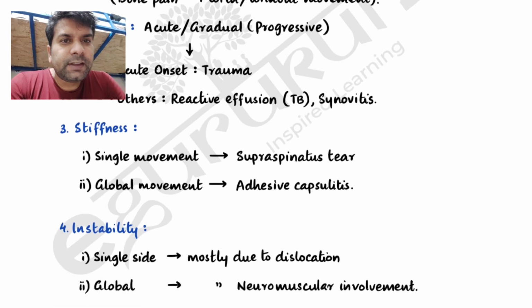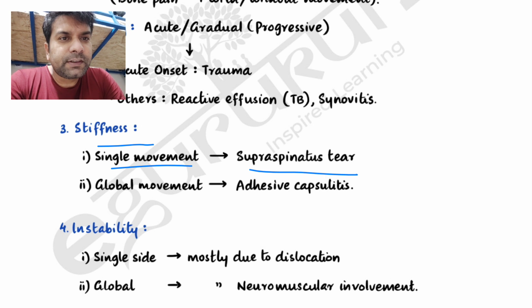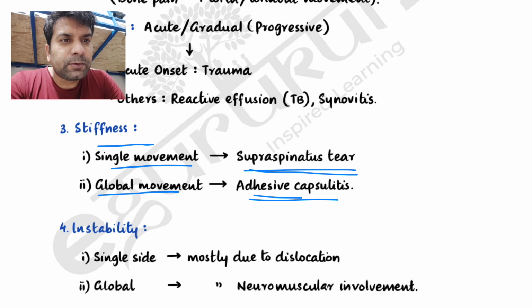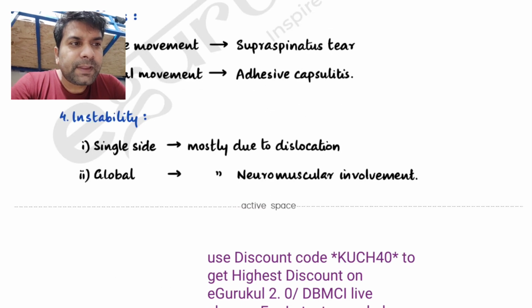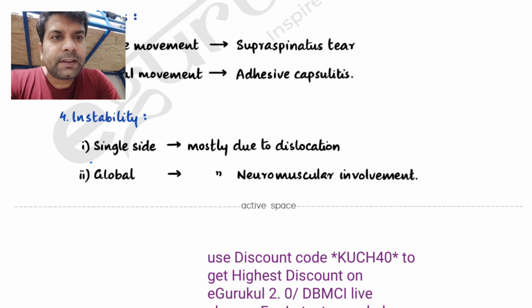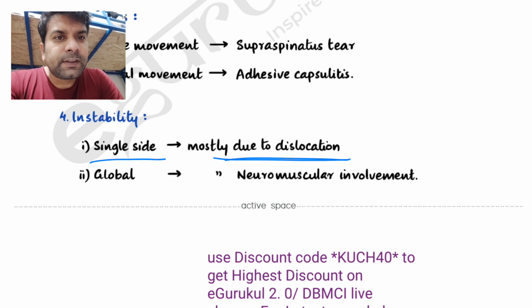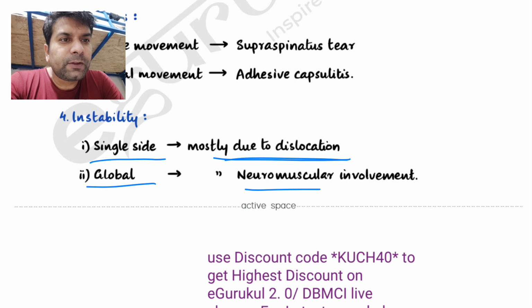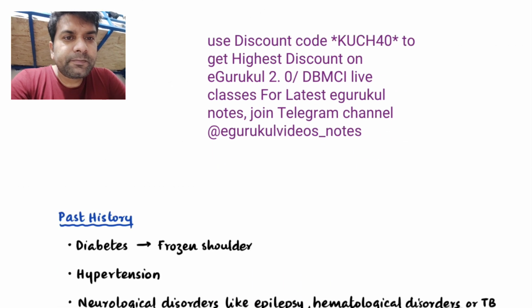In stiffness we will ask: single movement, supraspinatus tear; global movement, adhesive capsulitis. Instability: in instability we will see single side mostly due to dislocation, and global neuromuscular involvement. ठीक है.